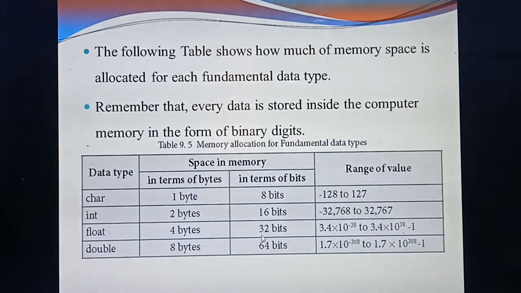Sometimes they will ask one more question: for the character data type, how many memory locations, how many bytes? So you should remember this. Character means how many bytes? 1 byte. Integer means 2 bytes. Float means how many bytes? 4 bytes. Double means 8 bytes. Okay, so this is the meaning.